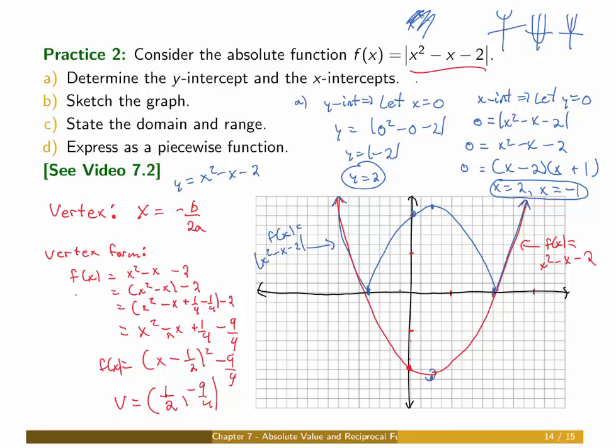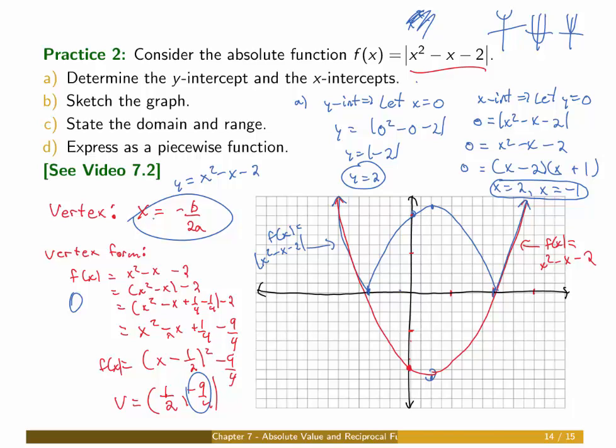The reason you don't really need to go through this vertex form per se is because if you knew, well, I mean, you're going to have to figure out the y value for the vertex. So I suppose actually it is important to go through it. What this would give you is the reflection, the line of symmetry.